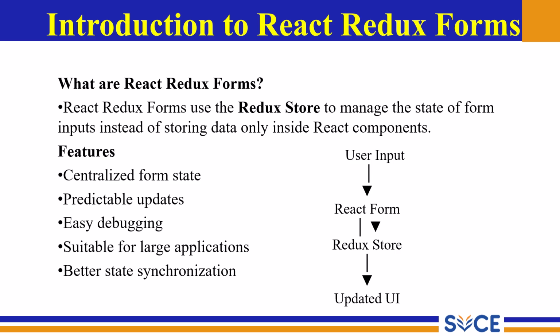Now look at the diagram. The user enters the information, the React form receives it, the Redux store stores it, and the updated UI displays the latest information. Every component receives the same updated data. This makes applications more reliable.